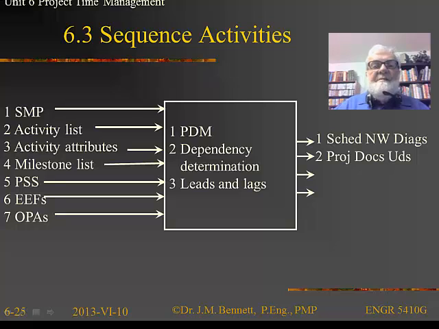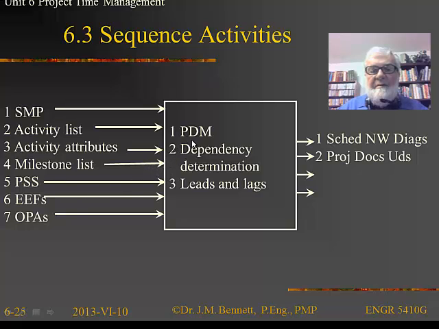The third sub-process in Unit 6 is sequence activities. And here we're going to build a network diagram, which is going to show the time relationship of all the activities of all the work breakdown structure components that we've defined. So now we've got basically an input here: the scope management plan coming in, the activity list and attributes, the milestone list, project scope statement, and the corresponding enterprise environmental factors and organizational process assets.